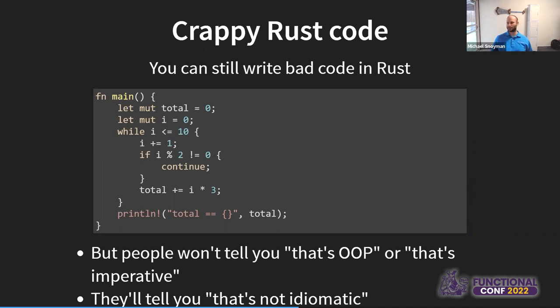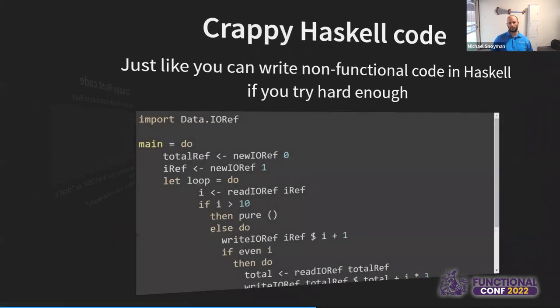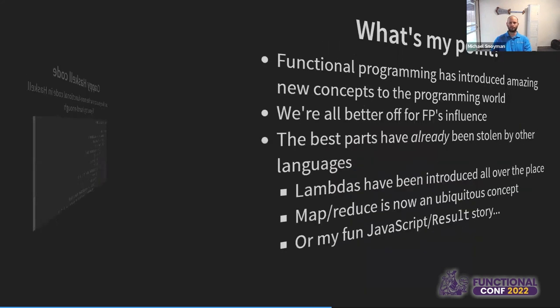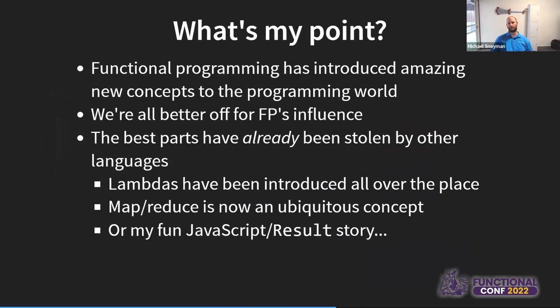It's not idiomatic Rust. It's not the right way to write Rust code. And that's very interesting. Just for the record, you can write the same kind of crappy mutating code in Haskell if you're really determined. One of the nice things about Haskell is that it makes it really difficult to write code in the wrong way like this. So, what's my point? Functional programming has introduced amazing new concepts to the programming world.